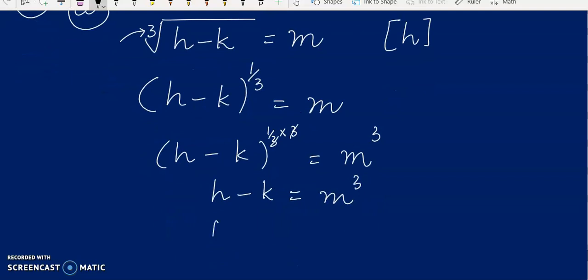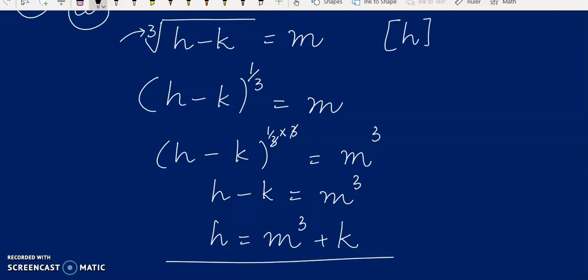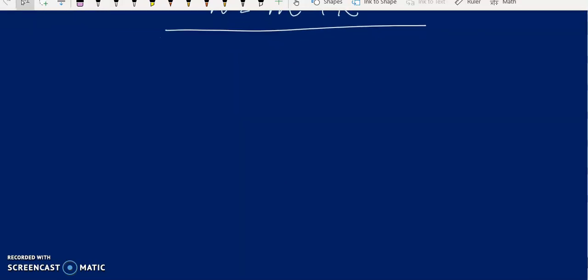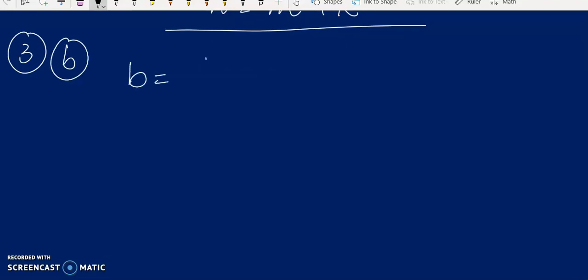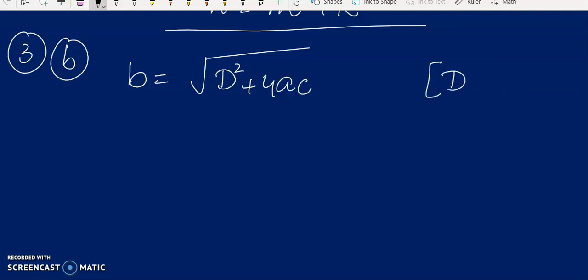Now since we need h on one side, it means we need to separate the h, so we take k on the other side and it is added on the other side. So this is your answer. Now we do question number 3 and its B part. Here we have to make d the subject of the formula.